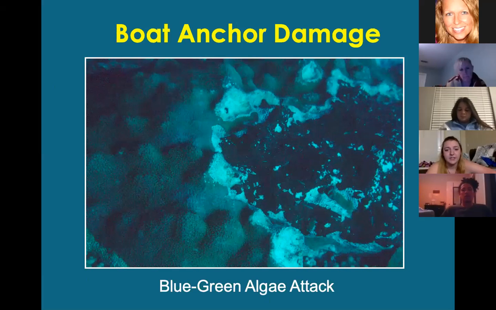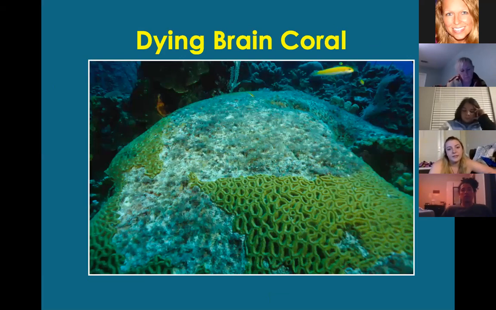Boat anchor damage. This is a picture of what happens when careless boaters just throw their anchors into the water wherever and hook onto corals. It'll damage them, and a lot of times that damage is irreplaceable. So they're not going to be able to come back from that. And then sadly, those corals will die. This is a picture of dying brain coral, so you can see where the living coral is versus the dead coral.